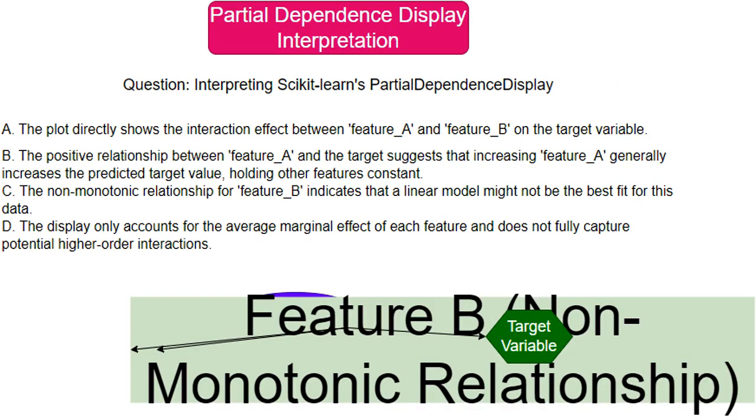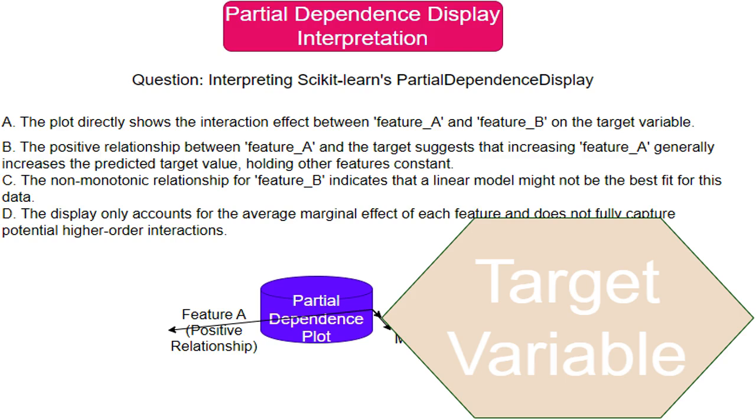This indicates the type of relationship observed in the PDP for feature_B. It is not simply going up or down, it has peaks and valleys, hence the non-monotonic descriptor. This is what you're trying to predict with your machine learning model. It's what you're examining the relationship with feature_A and feature_B.